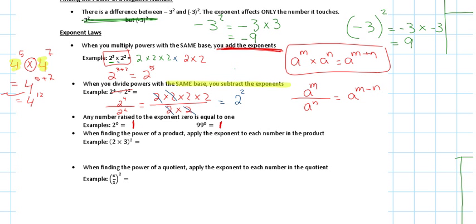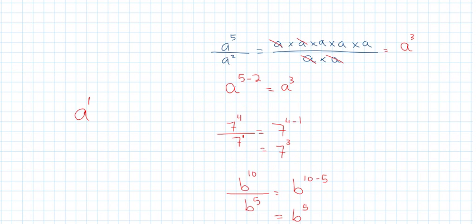Let's look at this. If I have a squared over a squared, what do I do with the exponent when I have the same base and divide? Subtract. So let's subtract the exponent. What's 2 minus 2? 0. So it's a to the power of 0.